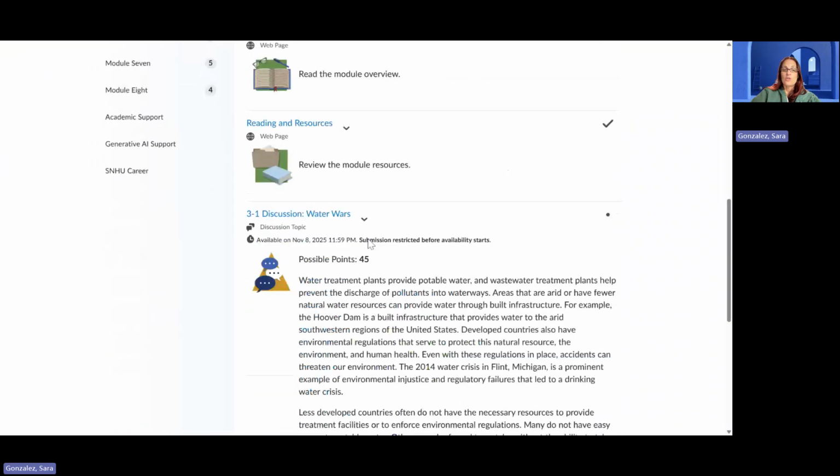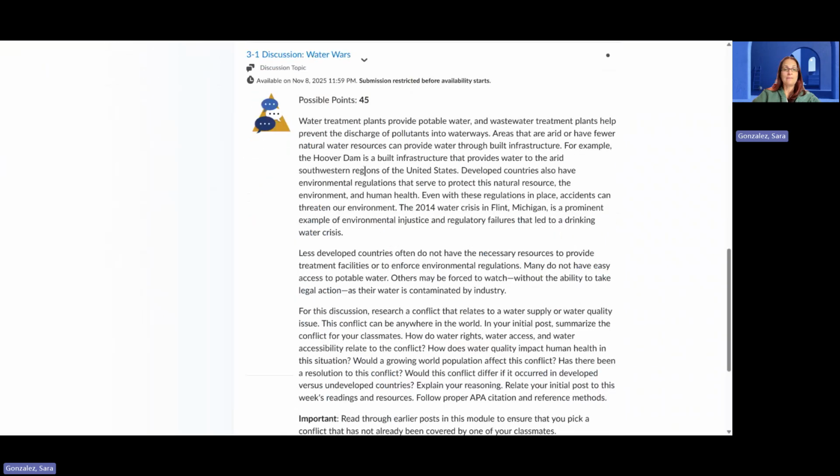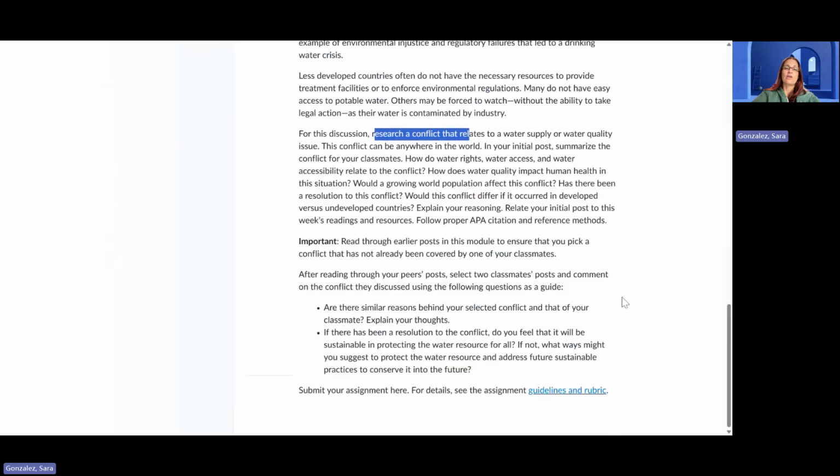And then all you have is one discussion for this week. So again, your initial discussion post is due by Thursday, your 2 follow-up responses due by Friday. So this is looking at water treatment plants and how they provide potable water and wastewater treatment options as well, especially in areas that are arid or have very few water resources. How can these infrastructures be provided here? So for this discussion, you're going to research a conflict that relates to a water supply or water quality issue. The conflict can be anywhere in the world.